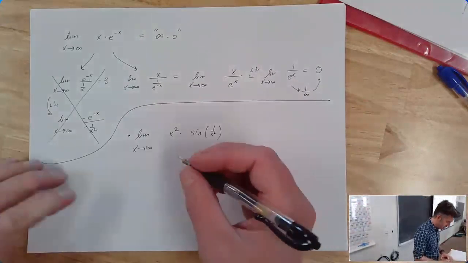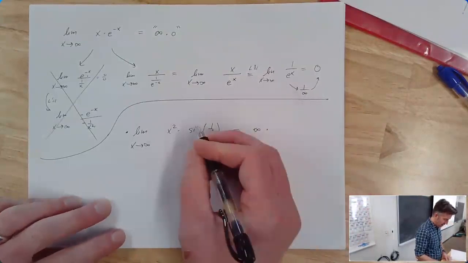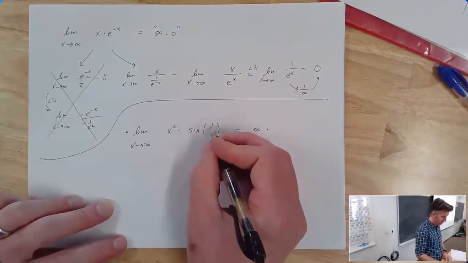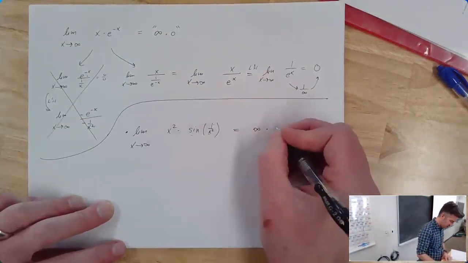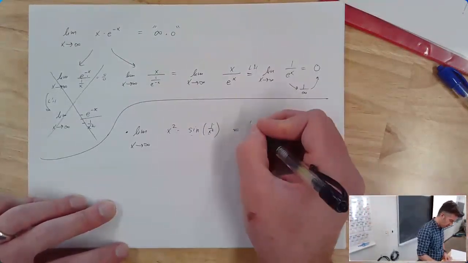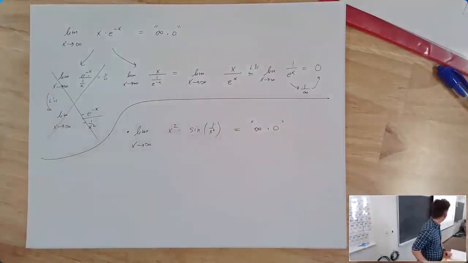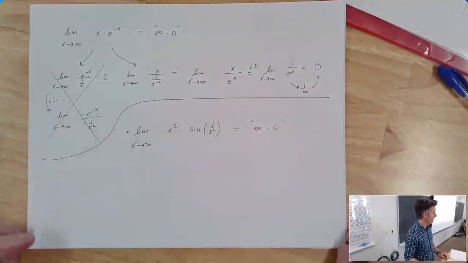For sure it is, because if x is going to infinity, x squared is going to infinity. And if x squared is going to infinity, 1 over x squared is going to 0, and sine of 0 is 0. So we have another infinity times 0 form, or another big number times a small number form. So we're going to rewrite it. Okay. Which thing should I take the reciprocal of and bring to the bottom?